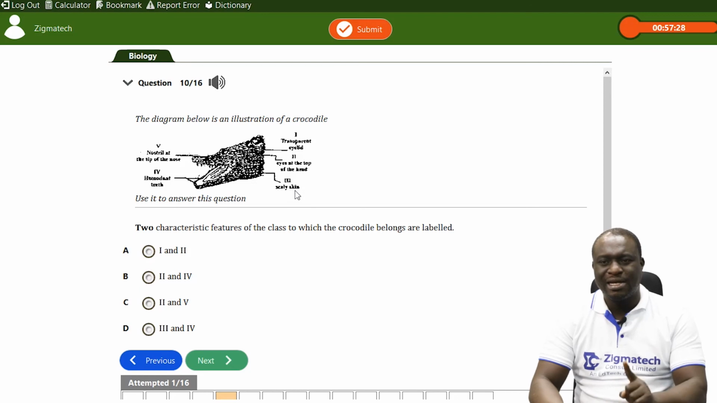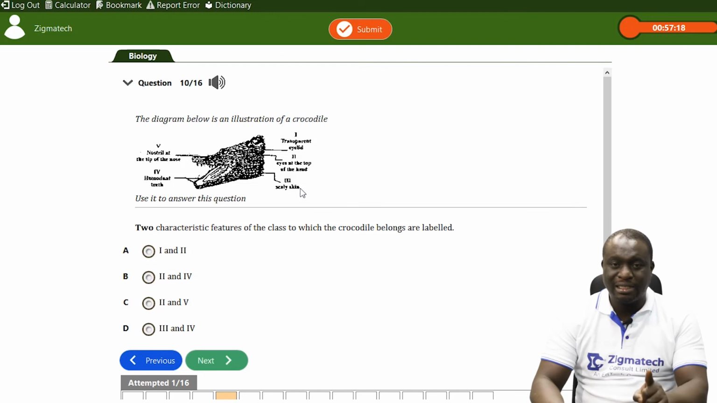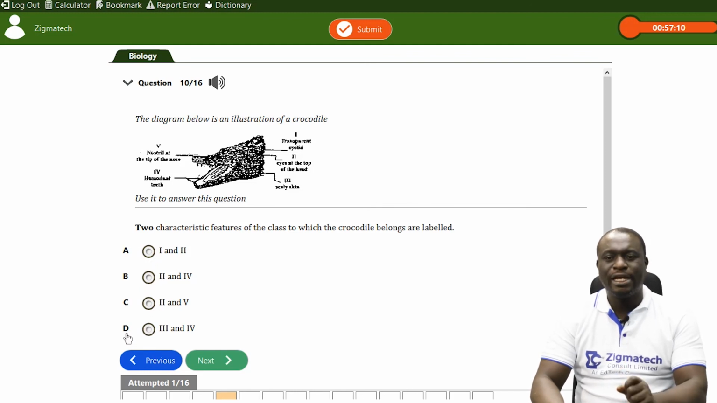But look at number 3, scaly skin. An example, we just talked about lizards. Lizards, we said they have scales. Crocodile is a reptile, also like a lizard. They have what? Dry scales. So 3 is an option. And if you look at all the options we have here, it is only option D that has Roman figure 3.